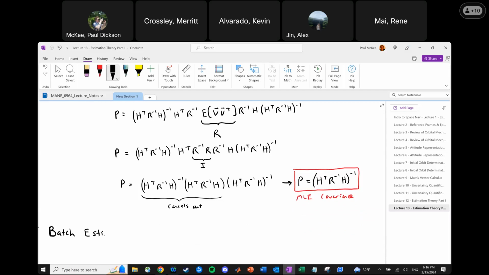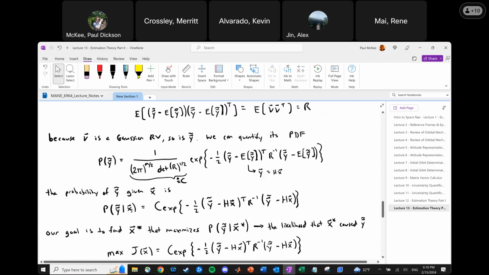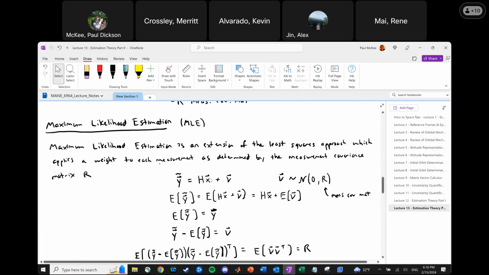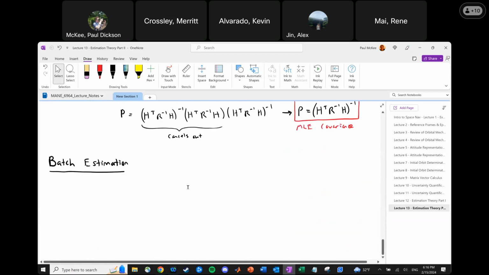So we'll start batch estimation. Here's the situation. We've been solving problems that look like this: y is equal to Hx plus nu, right? Our measurements are equal to some linear matrix times our state plus some noise. The thing is, this assumes that all of our measurements come in at the same time, which they rarely do.